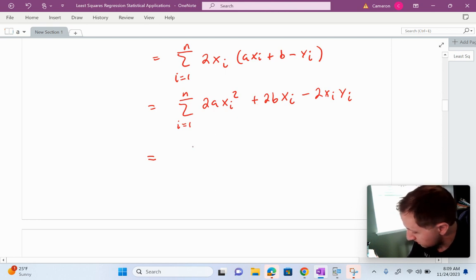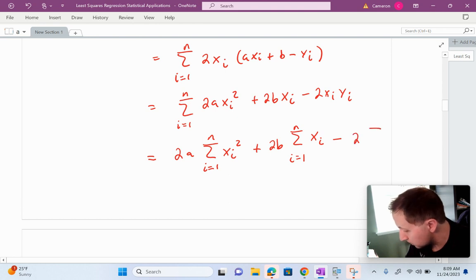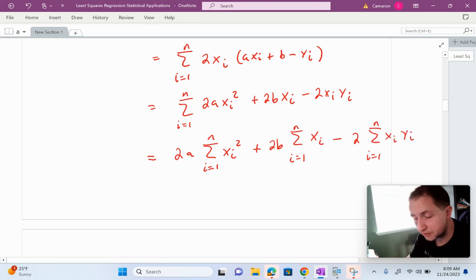So if I do that, the 2a can come out front for the first sum. Let's do that again. I get 2a sum i equals 1 to n of x_i squared, so we're adding up the squares of the x coordinates, plus 2b sum i equals 1 to n of x_i, so there we're adding up just the x coordinates without squaring them, minus 2 times the sum i equals 1 to n of x_i y_i. So that's the sum of products of the x coordinates and the y coordinates.